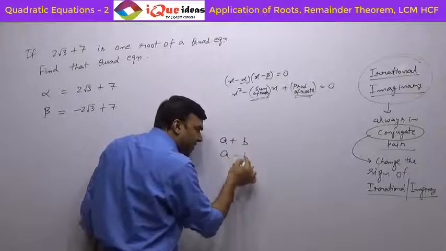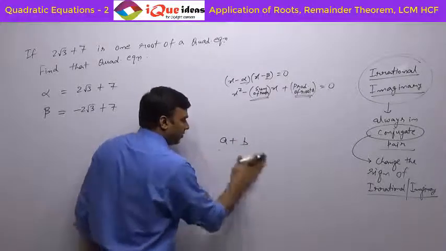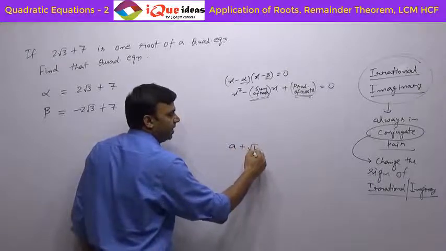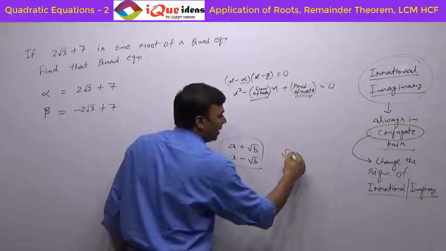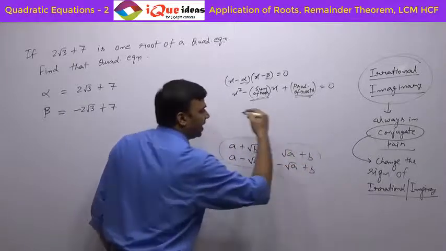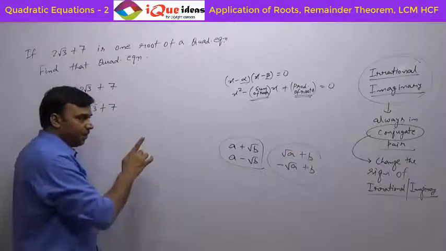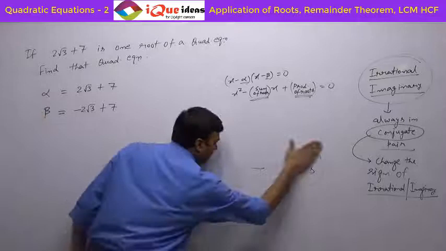But the condition is that b has to be the irrational part. Then only we can do this. If a is the irrational part, so for example, if it is a plus root b, then the conjugate will be a minus root b, right? But if it is root a plus b, then the conjugate will be minus root a plus b, right? Be really careful here. This is very important. You have to change the sign of the irrational part. Okay, so come back to this.